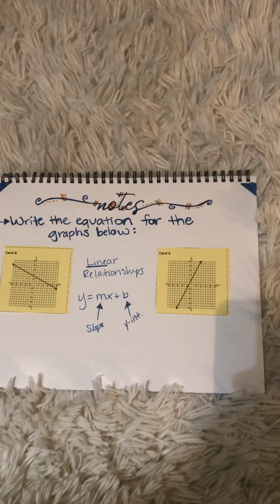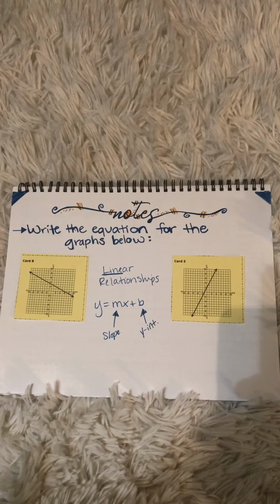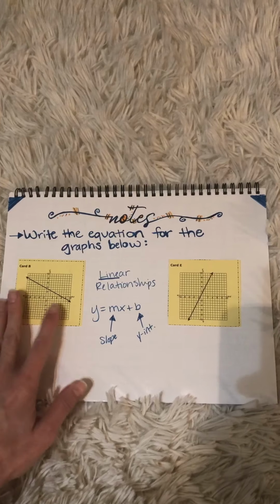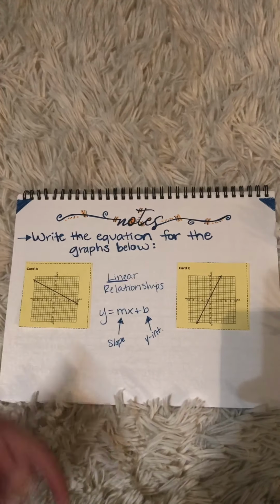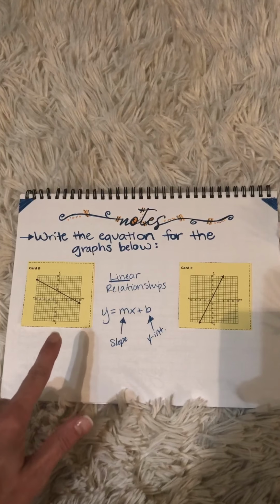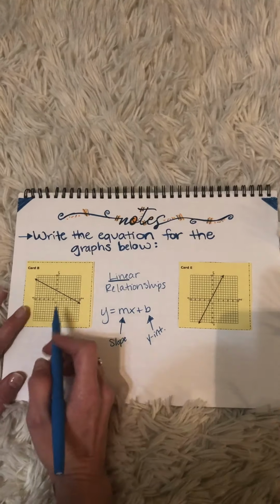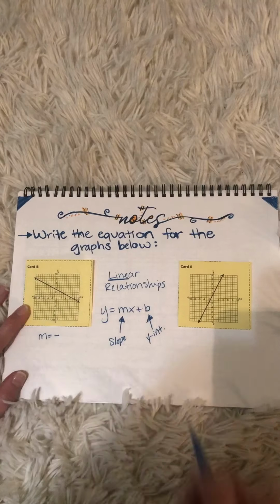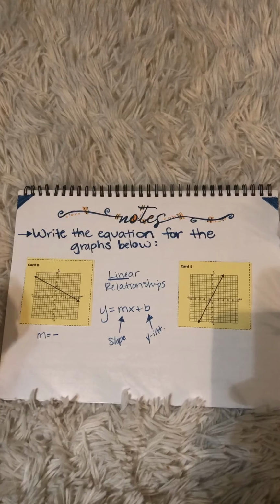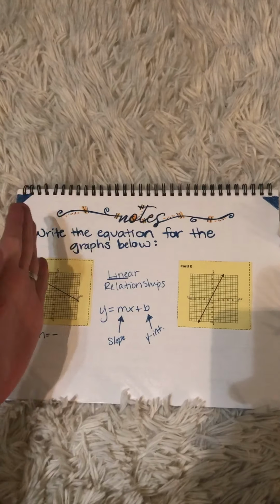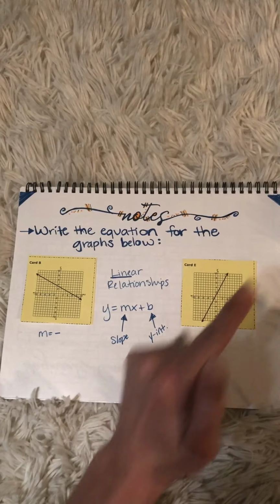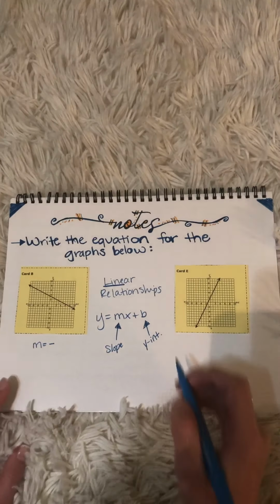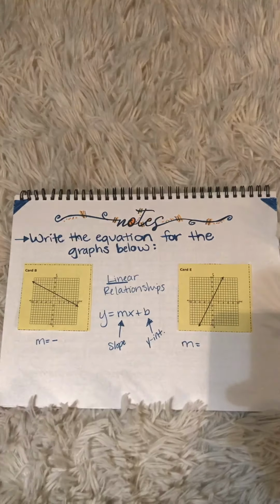Remember, you read a graph like you read a book, left to right. Just by looking at the left graph, going from left to right, I can tell my graph is going down. Therefore, this graph's slope is going to be negative. I'm going to put m equals negative something because the line is negative. On the other hand, for this other graph, as I go from left to right, the line is going up. Therefore, my slope has to be positive. I'm going to leave it like that.